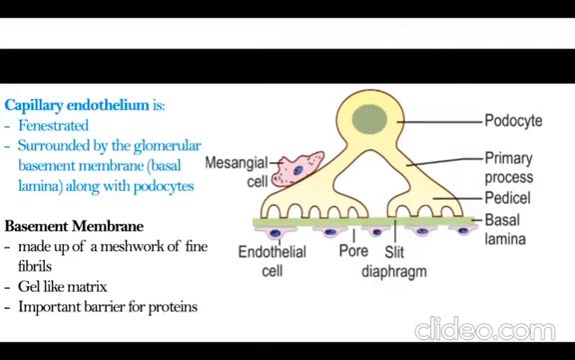And we see here the basement membrane, also called basal lamina. The basement membrane is made up of a meshwork or network of fine fibrils embedded in a gel-like matrix. It is an important barrier for proteins because the matrix contains collagen, laminin, fibronectin, and other negatively charged proteins. So they do not allow proteins to come in.